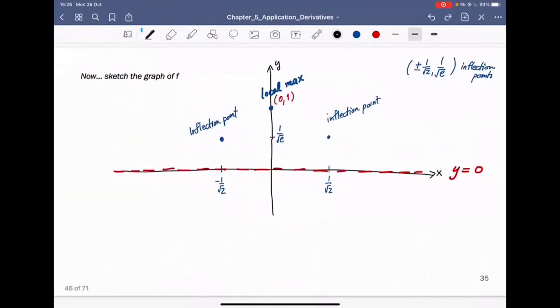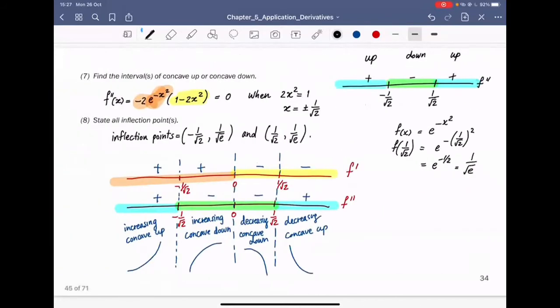It must be increasing on the left of x equal to negative 1 over square root 2. How do I know that the graph is going to be like this? Because the function is increasing and concave up, and also I have y equal to 0 as my horizontal asymptote. The next one, increasing and concave down, so the graph is going to be like that.